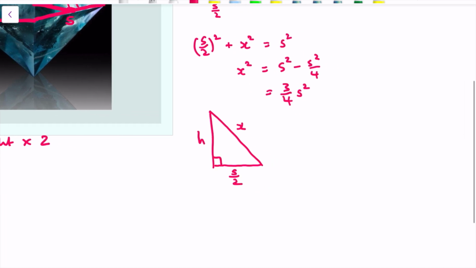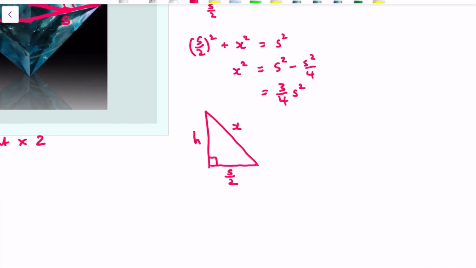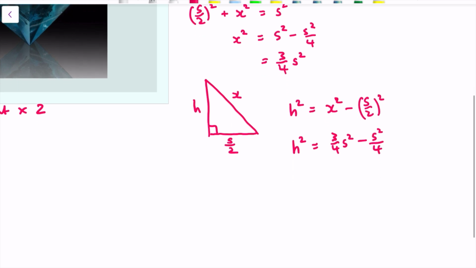To find the height of the pyramid in terms of s, again Pythagoras, h squared is equal to x squared minus s over 2 all squared. And hence why I didn't find x, because I actually needed x squared in this. H squared is equal to 3/4 of s squared minus s squared over 4. Okay, 3/4 minus 1/4 is 1/2, so it's s squared over 2.